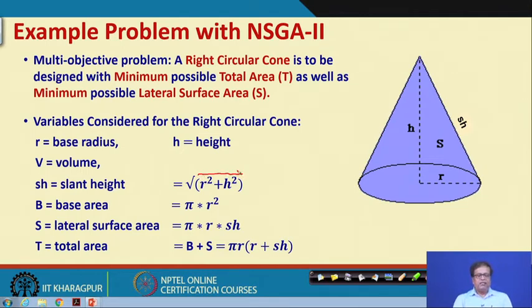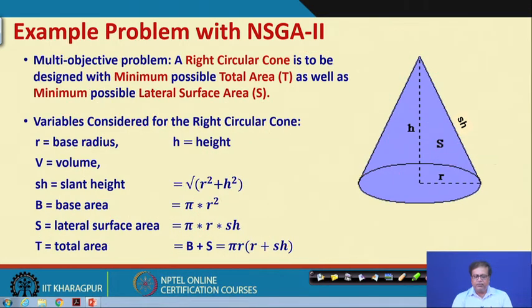Then B is the base area which is pi r square. Then S is the lateral surface area, that is pi r into sh, and T is the total area, that is B plus S, so pi r into r plus sh. So, our job is to design, taking an r and an h, that will minimize S and minimize T. So, that is our example problem.